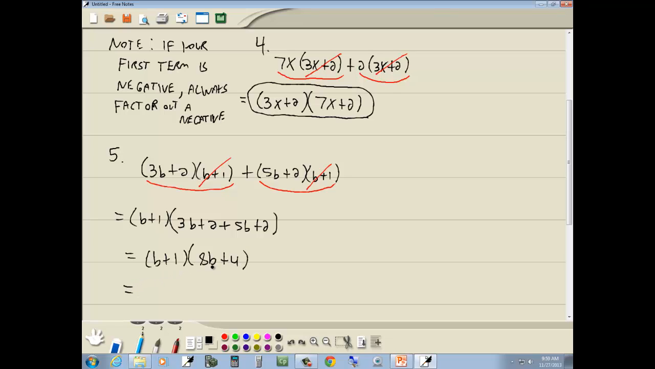Now after we've done that, if I look at the second set of parentheses, 8b plus 4, it looks like they have something else in common. 8 and 4 are both divisible by 4, so I can factor a 4 out. Remember, factor means to divide out. 8 divided by 4 is 2, so we've got 2b plus 4 divided by 4 is 1. Typically, the number goes clear out in front, so I'll go ahead and move it out in front. Multiplication is commutative, so you can do that. And that would be our answer.